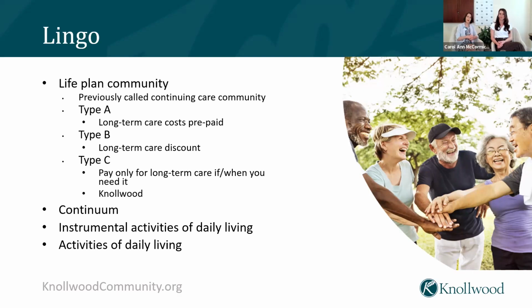The type B is called modified life care, and there may be some sort of discount if you ever use assisted living or nursing care. And again, your fees will be a little bit higher in independent living because no one's sure who's ever going to need care or not. Now, type C communities, which is what Knollwood is, are the type where you're only going to pay for care if and when you need it. And that's a type C community.